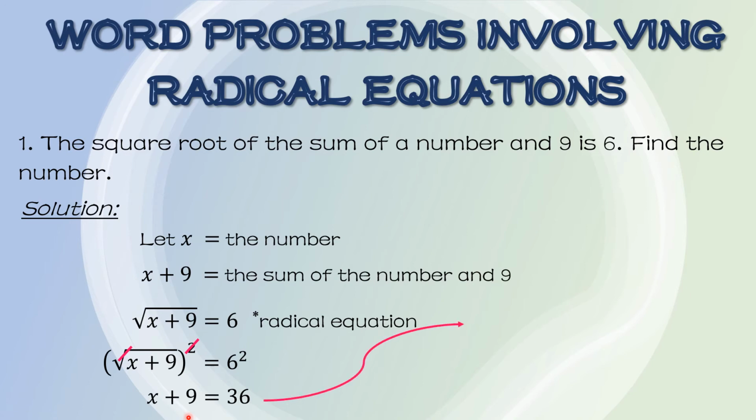Next is to combine like terms. Kailangan i-combine natin ang positive 9 sa positive 36. Pero kapag magta-transpose tayo to the right side of the equation, ang sign ng positive 9 ay magiging negative. So this will become x equals 36 minus 9. And then isusubtract lang natin yung dalawang number, therefore, the value of x is 27.